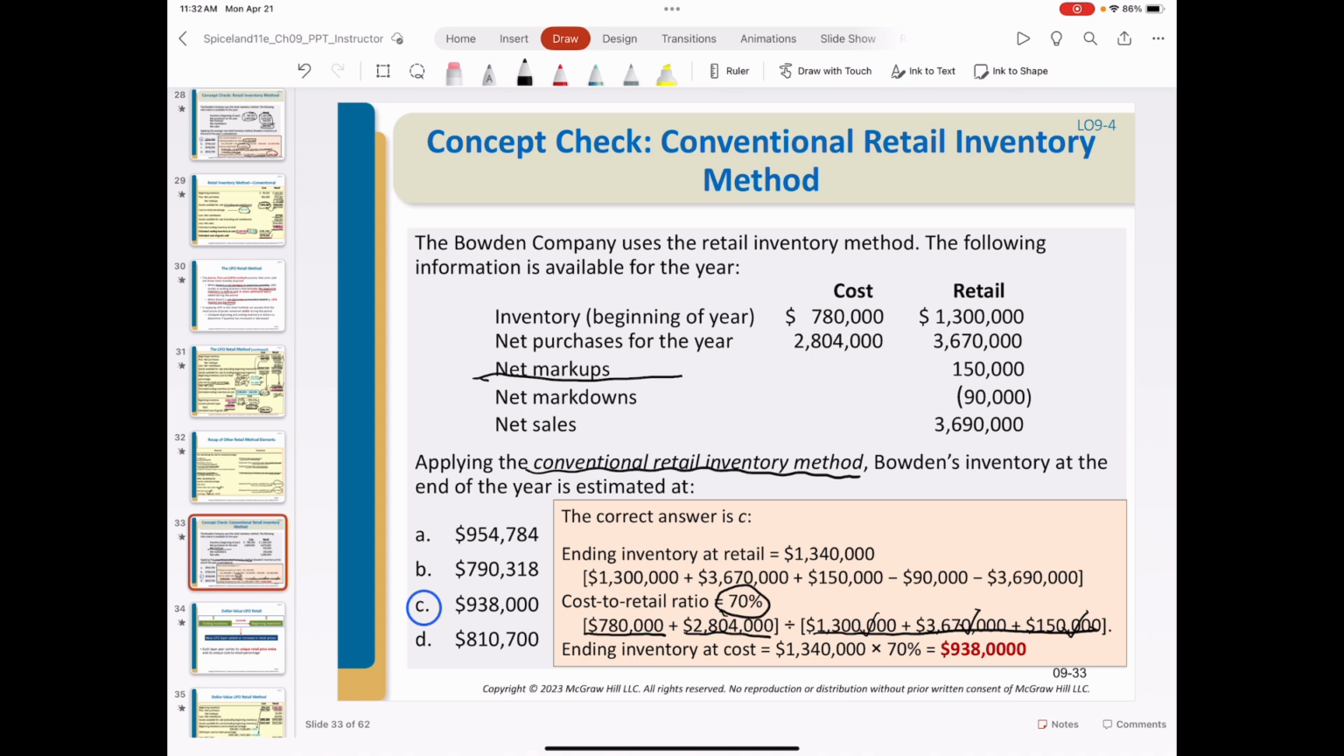Finally, when we determine the inventory balance, these four are goods available for sale, including both net markups and net markdowns. We subtract the sales, then the difference is the retail value of inventory in the end. We multiply it by 70%. This is the estimated cost of inventory at the end of the year.